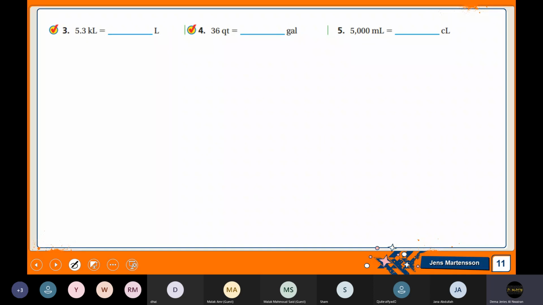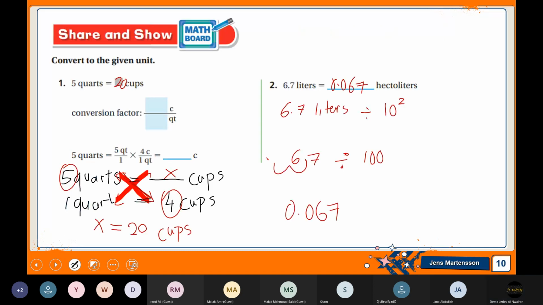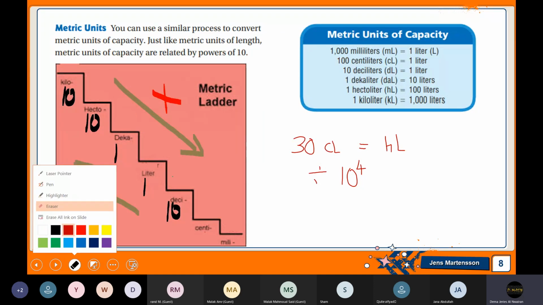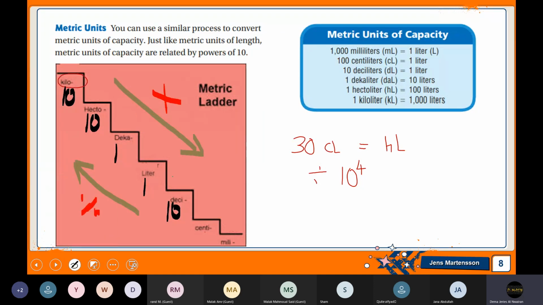5.3 kiloliters. How many liters? First of all, is this customary or metric units? Liters, is it customary or metric units? Equals 1,000 liters. Yes, so it is metric. No, wait. You are in kiloliters and you want to go to the liter. You will go up or down?